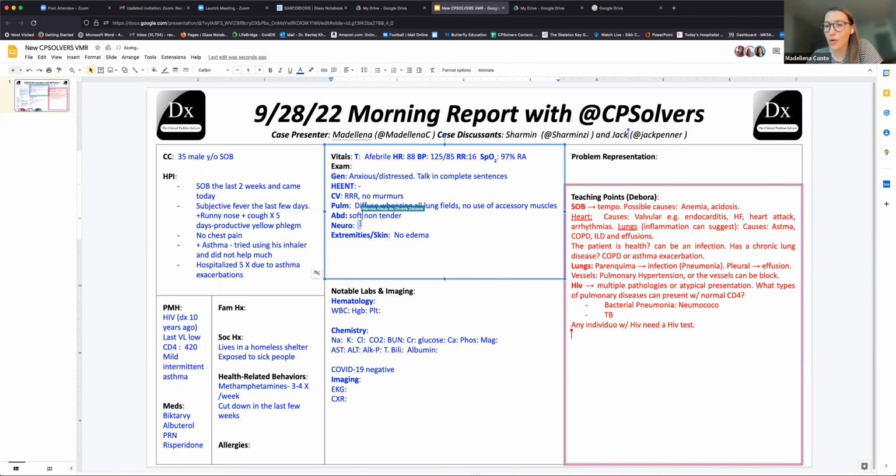And I think I'll actually just pause here and want to get your thoughts. This is an outpatient setting, so how would you approach next steps and any management at this time? Sharmise, do you want to take this one?